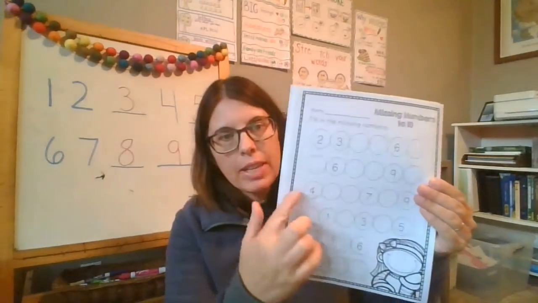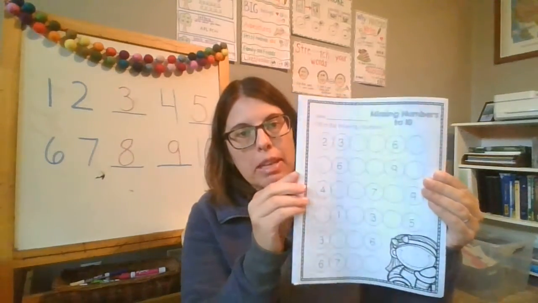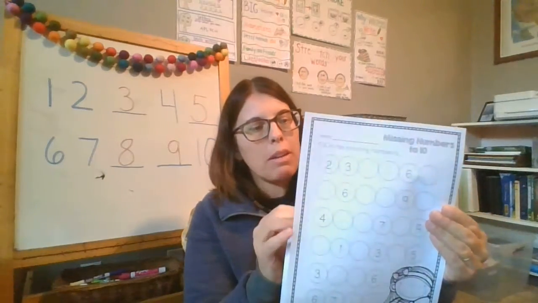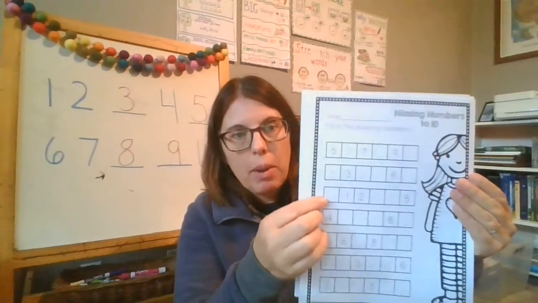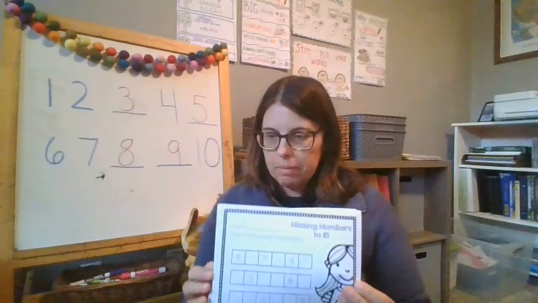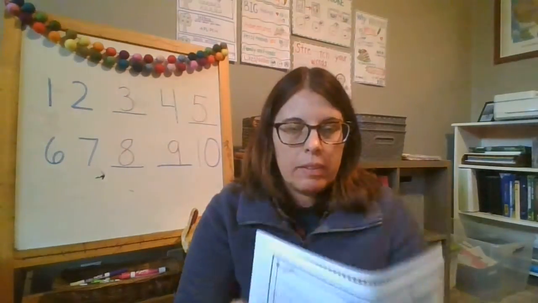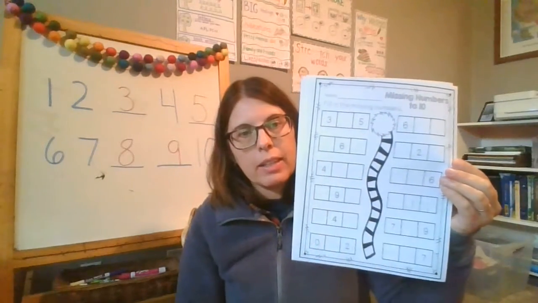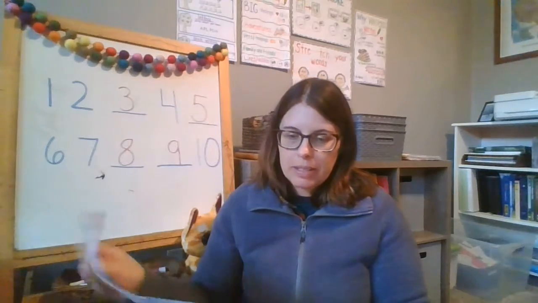So you can see on this one, there's bubbles where the numbers are missing. This is if you pick the numbers 1 to 10, okay? Bubbles are missing, and you'll fill in the numbers that are missing. This one has squares where there's missing numbers, and you'll have to fill those in. This one again has some squares where the numbers are missing, and you'll have to use your number line and fill in those missing numbers.